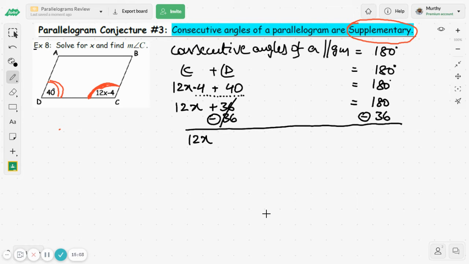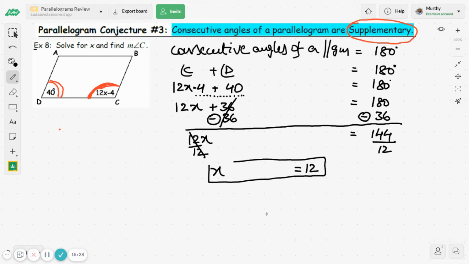12x equals 180 minus 36. Is it 144? Yes, it is. You know how to isolate the value of x. So we divide by 12. We divide by 12 on both the sides. So here x value equals 12 times 12.